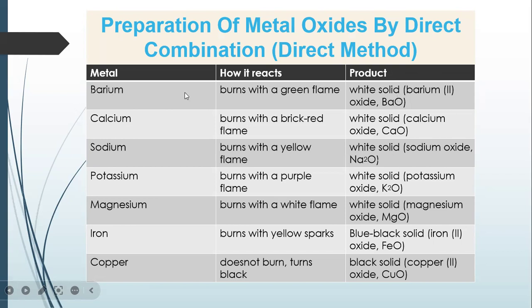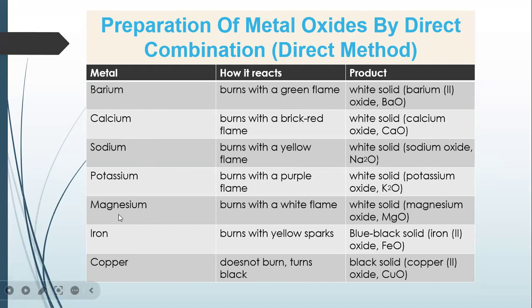The first one is barium. It burns with a green flame. This is how it reacts with air, and the product is a white solid, barium oxide. Then there is calcium that burns with a brick red flame, which leads to the product that is a white solid, calcium oxide. Then there is sodium, which burns with a yellow flame, and the product is a white solid, sodium oxide. And then there is potassium, which reacts with air and burns with a purple flame, while the product is a white solid, potassium oxide.